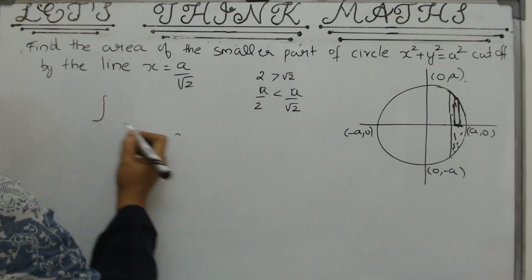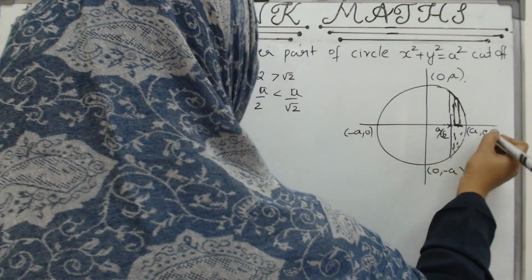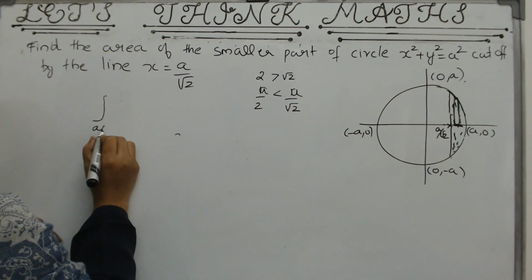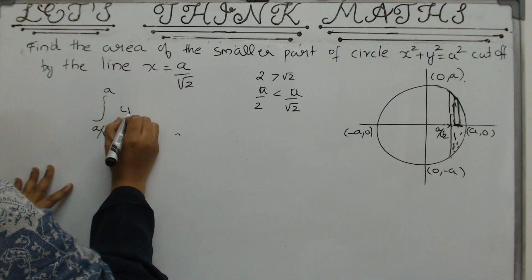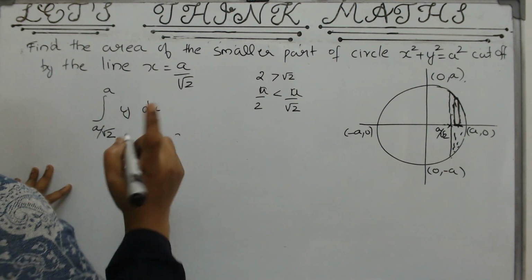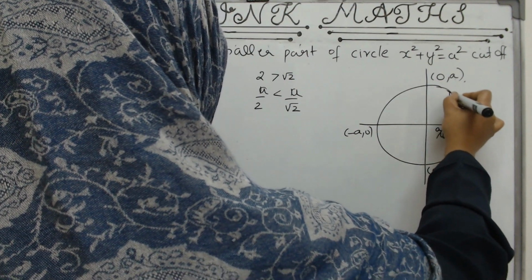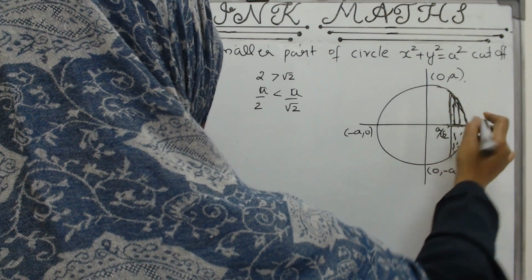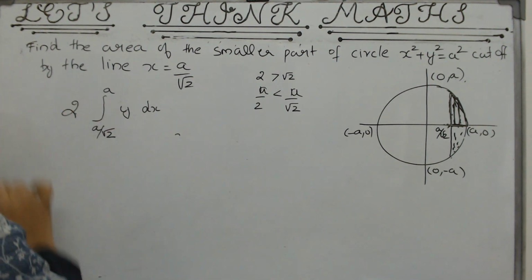So what are we going to integrate it from? This will be a by root 2 and this will be a. So you will be integrating it from a by root 2 to a, and this y dx. But then remember, this is just above the x-axis. But then what about this part? Do into 2. That's all.